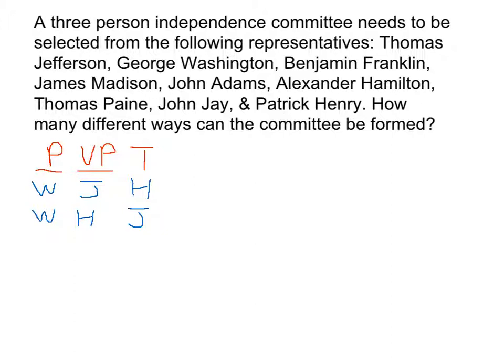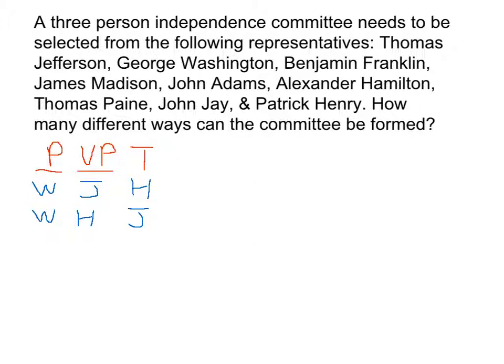So those two things used to be different, but now if I'm just making a three-person independence committee, those are the same. It's this, no matter what order I put them in, the committee is the same. So let's look real quick at how many different ways I could rearrange these same three guys.